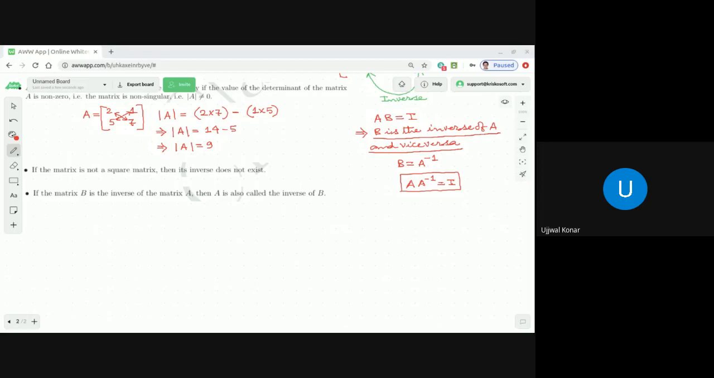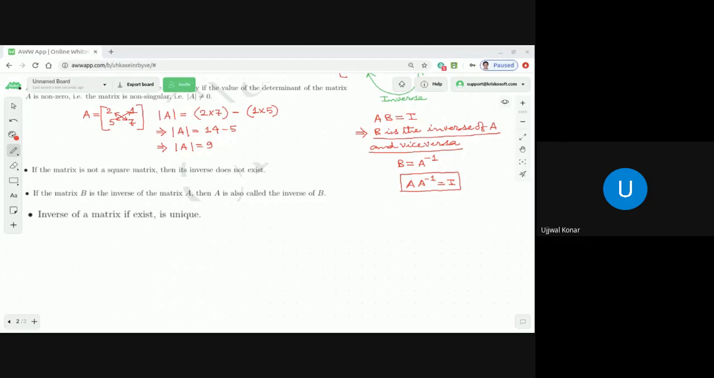Now, the next point is that the inverse of a matrix, if it exists, is unique. That means it is not possible to find more than one inverse of a matrix. If I have a square matrix whose determinant is not equal to 0, then the matrix is invertible. That means we can find the inverse of that matrix. It is not possible to find more than one inverse of the matrix. So, hence it is inferred: the inverse of a matrix, if it exists, is unique.